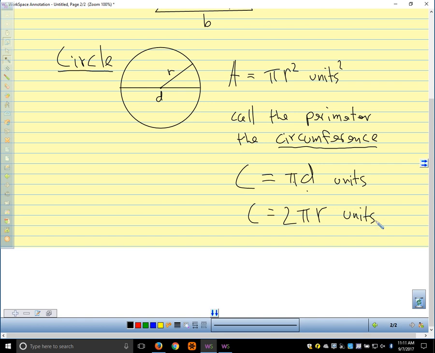So what I want to do is a couple of examples with circles, because your book is going to ask you for your answers in a certain way. And I want to show you, make sure we understand that.